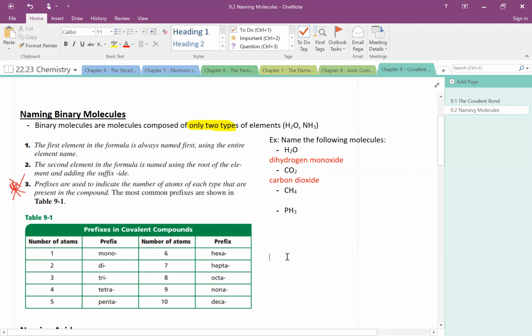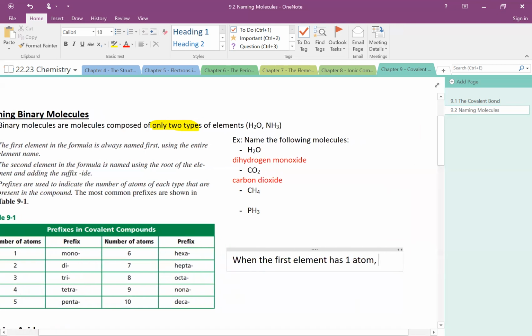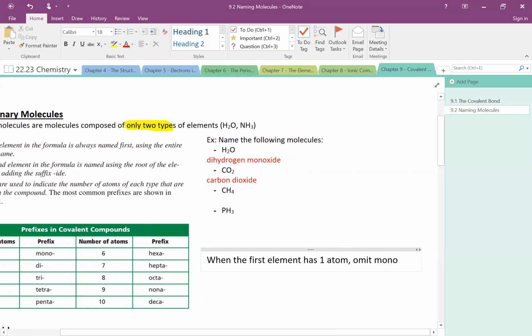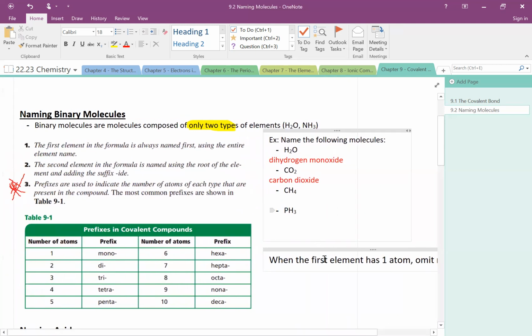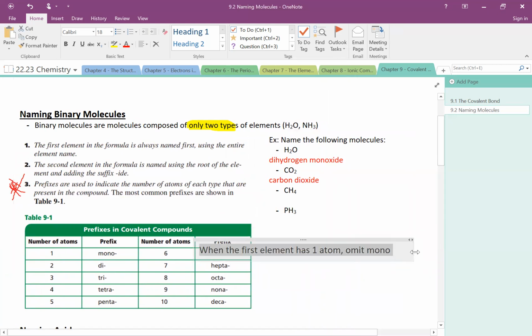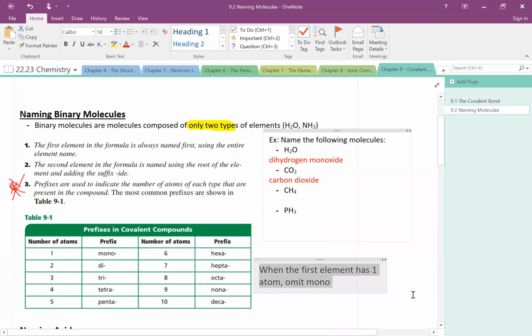Let's make a note: when the first element has 1 atom, omit mono. That means for example in CH4, PH3, CO2, we're going to make sure we don't actually write out that mono. We ignore that when it's the first element. So this is just carbon dioxide.